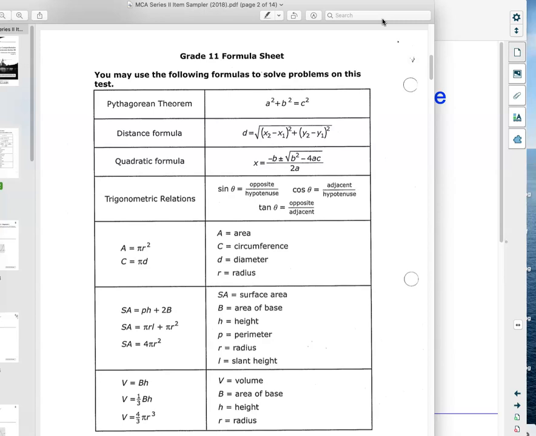Here's the area of a circle, pi r squared. Circumference of a circle, pi d. Maybe, hopefully you remembered it's 2 pi r when you use the radius. But you don't want to forget that these formulas are there. They're there for you to use.